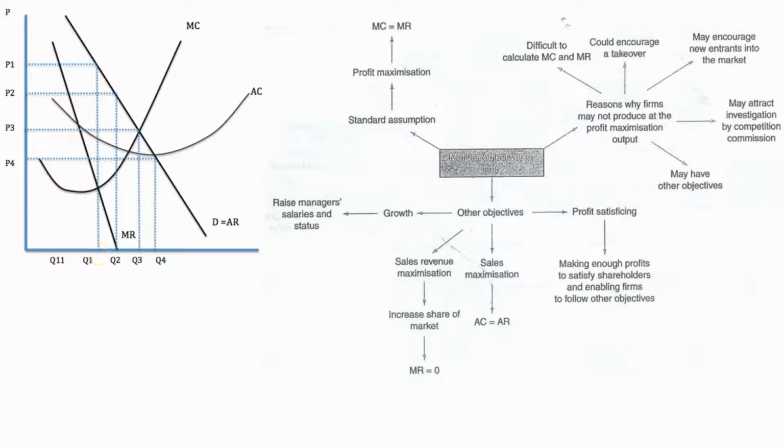Also, the profit could be calculated by calculating P times Q1, which is the total revenue, and subtracting the cost, which is this area here and below it. Okay, so that is the standard assumption when we look at these graphs, that the only objective is profit maximization.